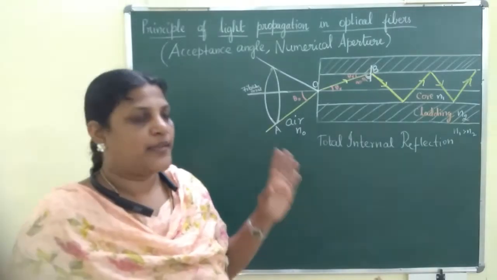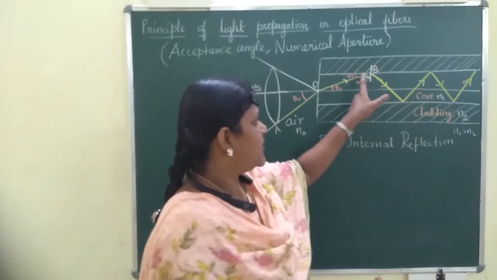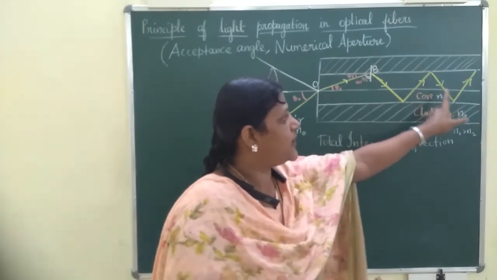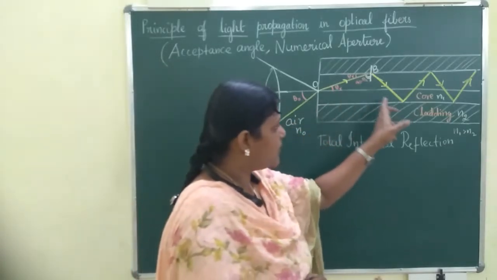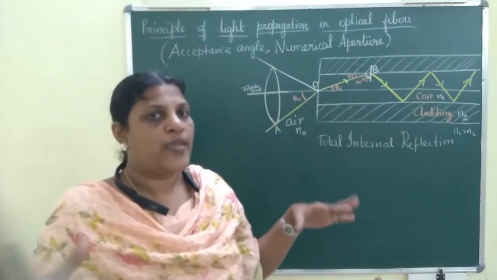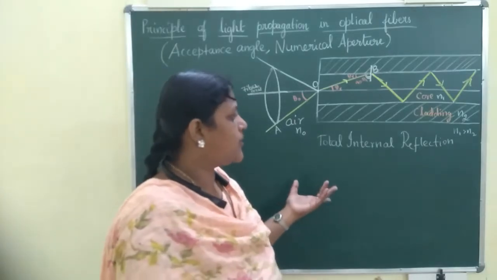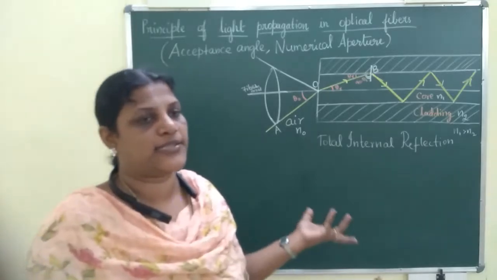principle is obeyed, then it is confined inside the core of the fiber. Only when it obeys, the light will propagate inside the fiber core. Suppose if it does not propagate, it enters into the cladding and is getting dissipated.